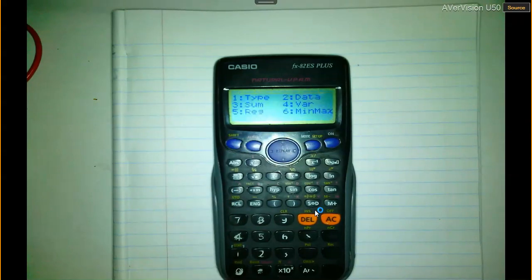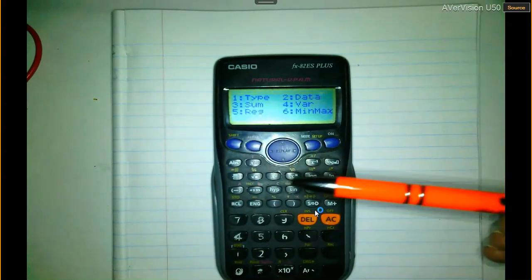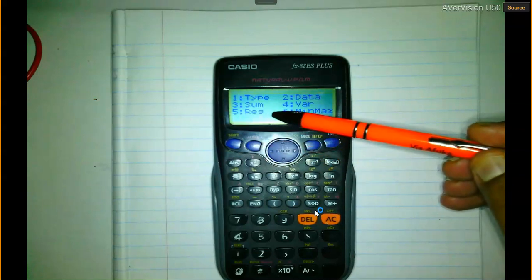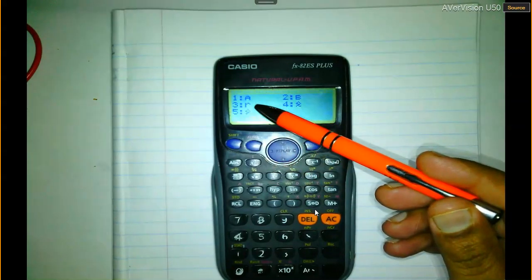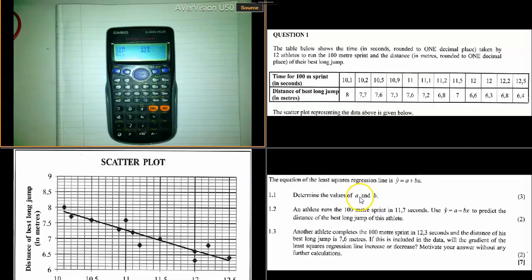The next thing you do is press AC. Don't worry, your data will not be lost, it's stored. Then you press shift, and then number 1 because you want to go to the stat, and you're going to get these options. Now we would like to look at the regression line formula. REG is an abbreviation for that. So we press 5, and now I'm able to get all my values. I can get A, I can get my correlation coefficient, and I can get my B value. We want A and B's values. So we want number 1, which is A, and number 2, which is B.